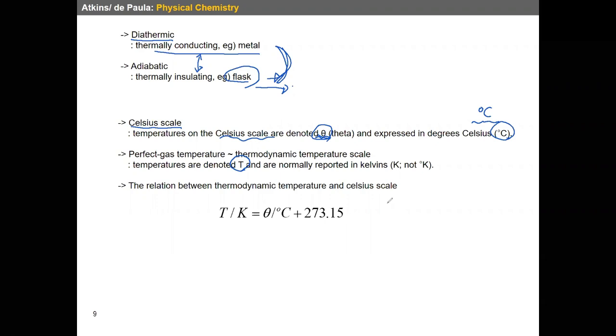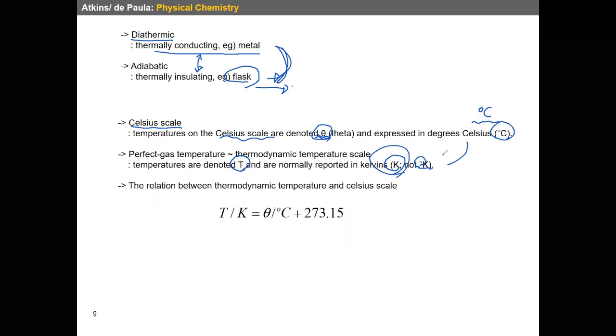Okay, so then the Kelvin, I mean the perfect gas temperature, which is denoted as Kelvin, will be written as K. So please focus on this: there is no degree of Kelvin. They just use Kelvin. So this is one of the basics for physical chemistry.